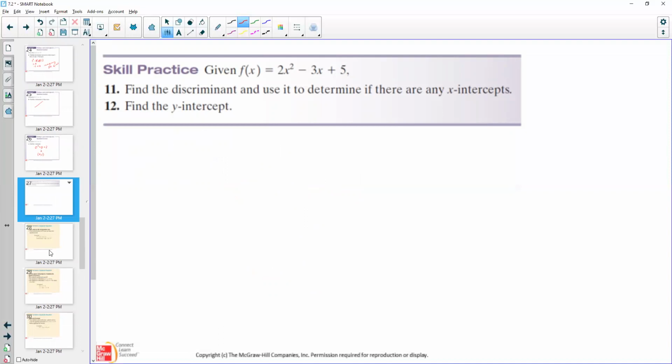Let's see. There's going to be no x-intercepts. And the y-intercept is going to be at 0 and 5. All right.